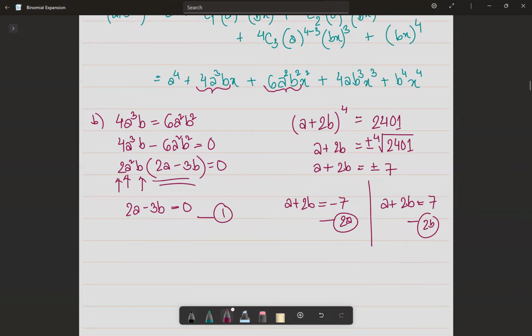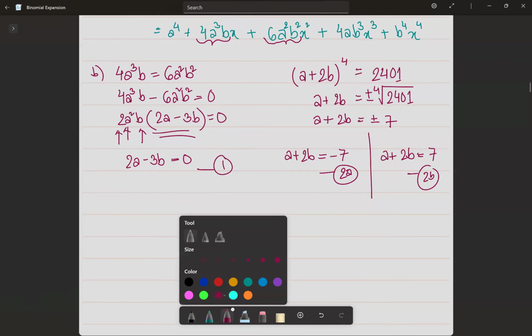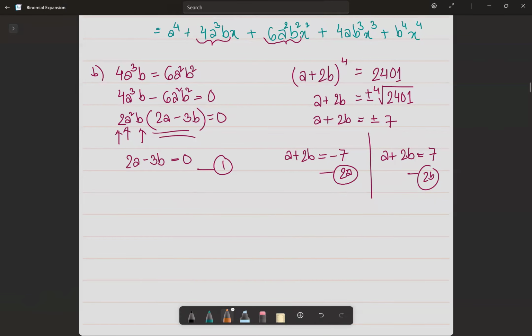Now we know we have to take one from equation 1 and one from equation 2, and then we need to solve. That's how we solve simultaneous equations, right? We take one equation from here, we take the equation that we get from here, and we solve them simultaneously. So in the first case, we will take this one and this one. So we have 2a minus 3b is equal to 0, and a plus 2b is equal to minus 7.